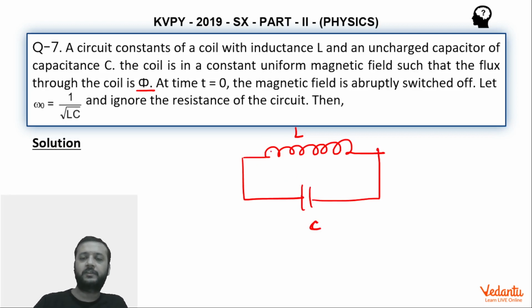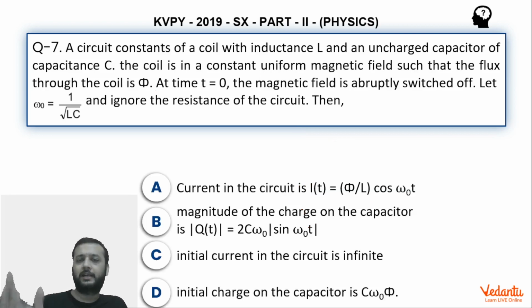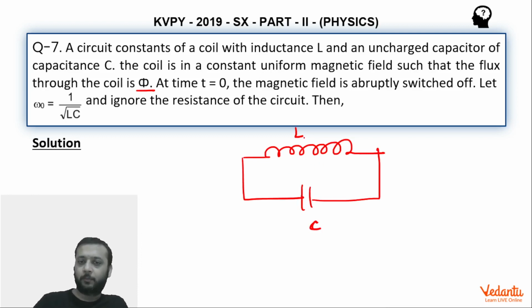Now we abruptly switch off the magnetic field at time zero. So we have to talk about the current in the circuit and the charge on the capacitor and all those things. The first thing to note is that the moment you switch off the magnetic field, there will be some initial current I naught that will set up. Let's say the direction of the current is rightwards. You can assume this to be rightwards or leftwards because that will not change the answer. Depending upon the direction of the flux and how the windings are in one particular direction, the current will set up. So I'm randomly saying that the current is set up in the rightward direction.